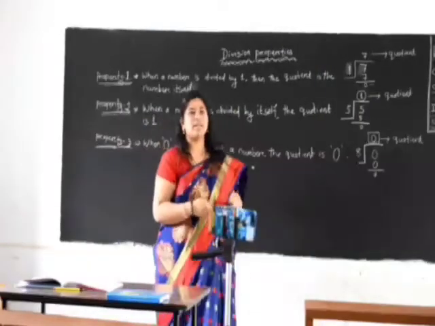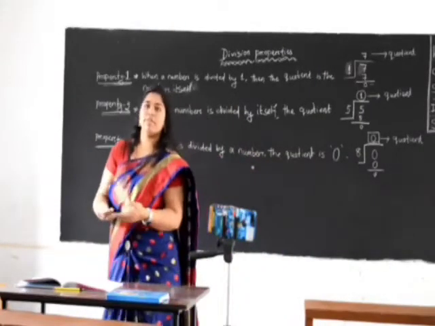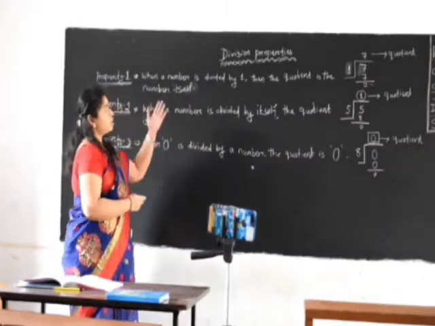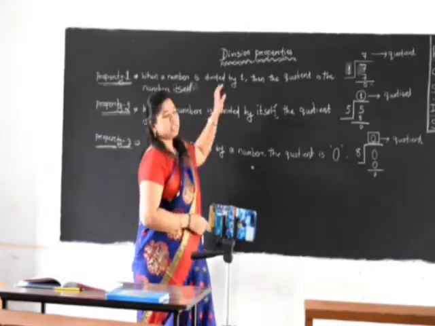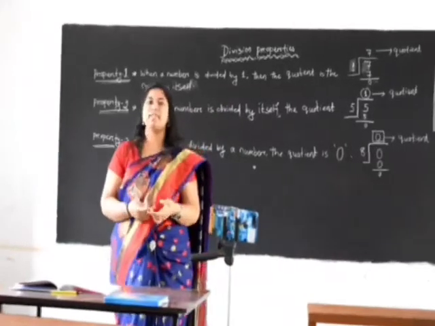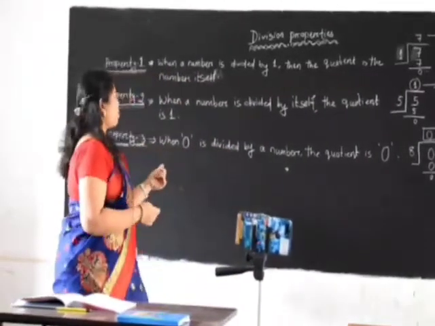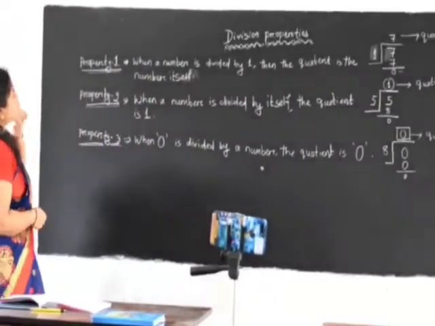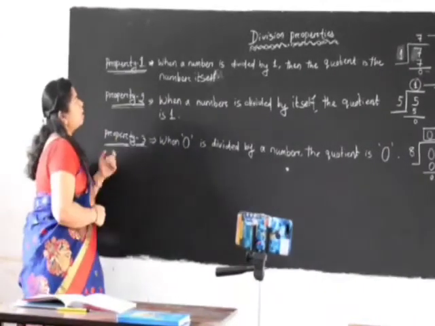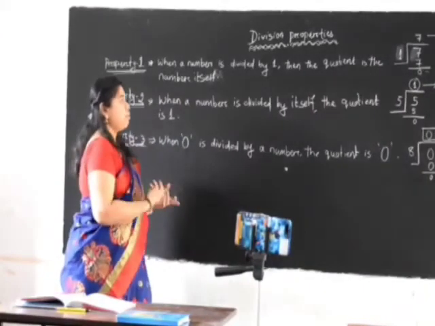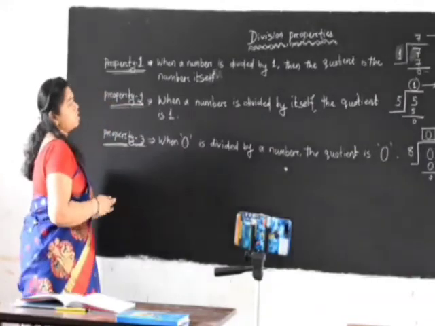In this class we learn about the method of division, and also about the properties of division, or division property. So here the first property of division is: when a number is divided by 1, then the quotient is the number itself.